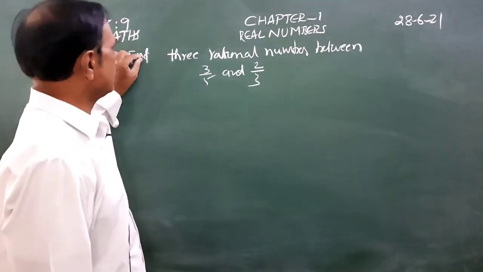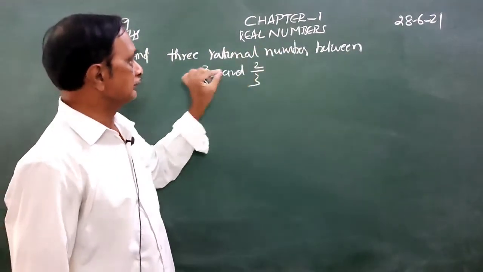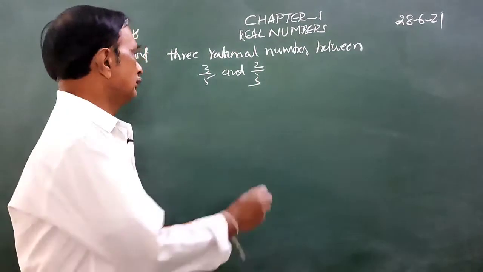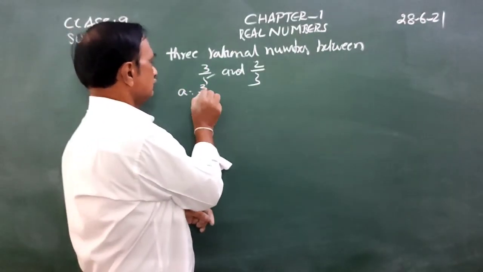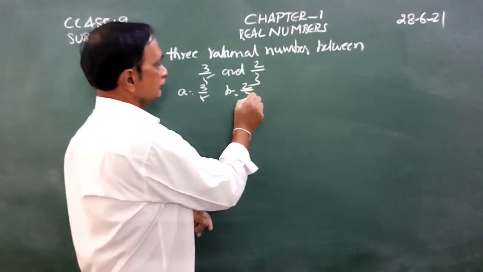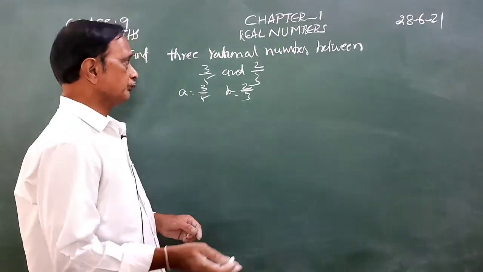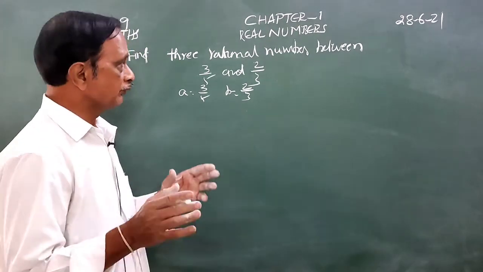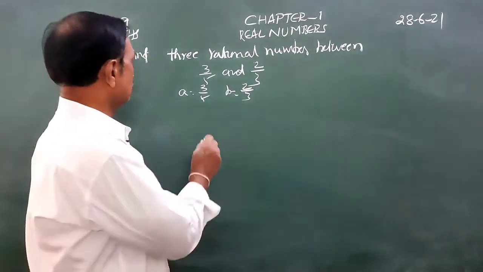Now we are using the mean method to find three rational numbers between 3 by 5 and 2 by 3. Here let A equal to 3 by 5, B equal to 2 by 3. We know how to find the rational number between two given numbers by using the mean method.